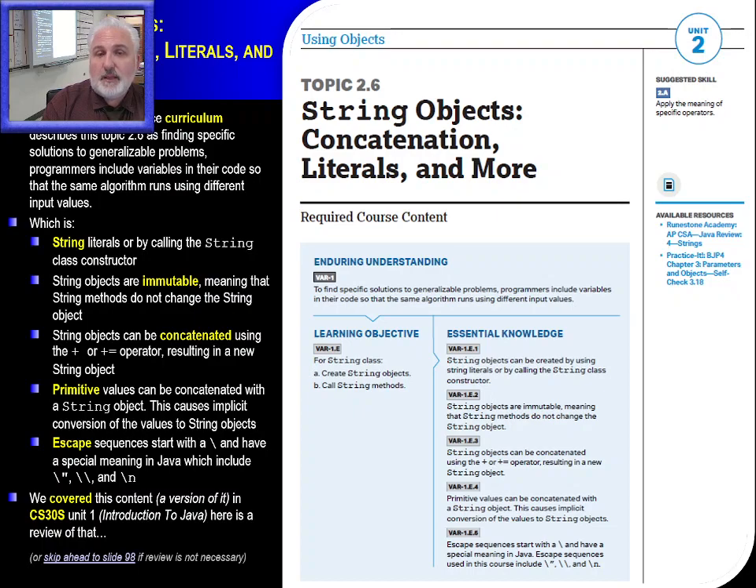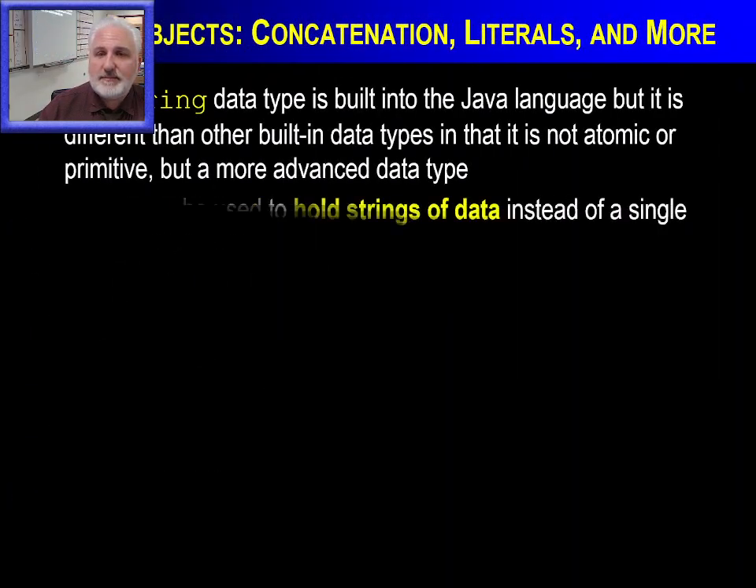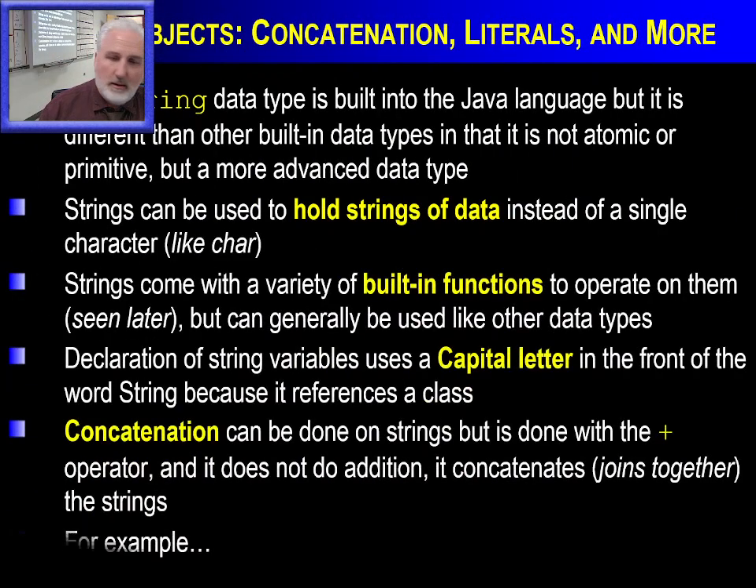Primitive values can be concatenated with string objects, causing implicit conversion of that value into a string object. Escape sequences within a string literal include the backslash and then a special character like a quote, a second backslash, or an n, which could create new line values, which we covered in the Computer Science 30S course. Okay?